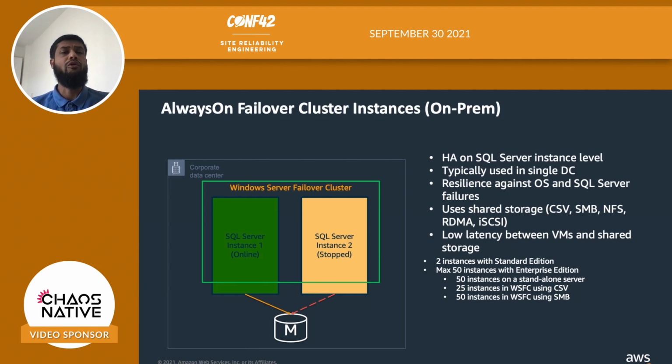So let's look at the typical on-premises implementation of Always On failover cluster instances. Typically you have two nodes. One is online, the other one is in a hibernate mode or on standby, sharing the same storage, either on a CSV, SMB, or NFS. So it provides you high availability at the instance level. Typically, you deploy in a single DC, and it gives you resilience against SQL Server instance failures or OS-level failures. Now, Standard Edition only supports 2 instances, whereas you can go up to 50 instances on Enterprise.